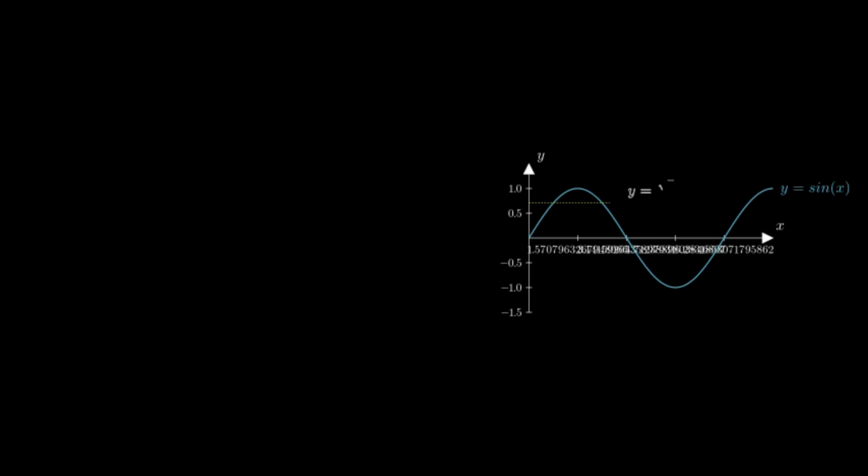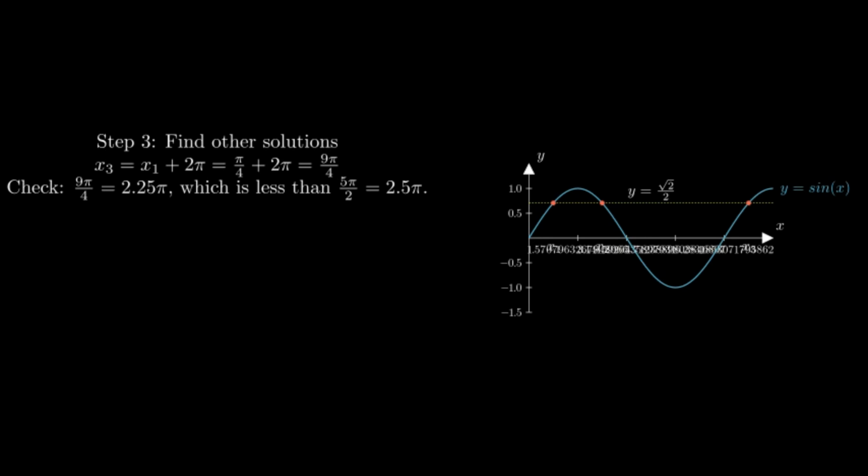Let's visualize this with a graph. Sketching the graph of sine and the line y equals root 2 over 2 helps us see how many solutions to expect. We can see our first two solutions, x1 and x2. Notice the graph intersects the line a third time within our interval. This third solution comes from the periodic nature of the sine function. We find x3 by adding 2 pi to our first solution, x1. So x3 is pi over 4 plus 2 pi, which equals 9 pi over 4. This value is within our specified interval.